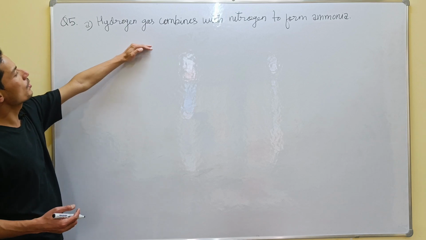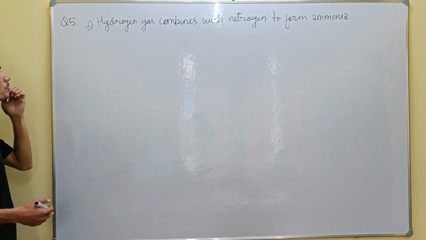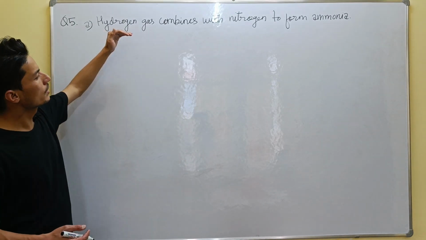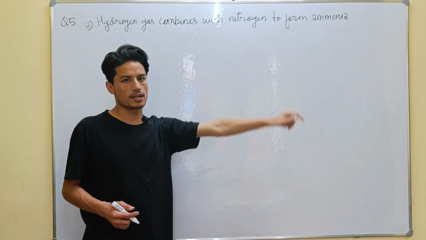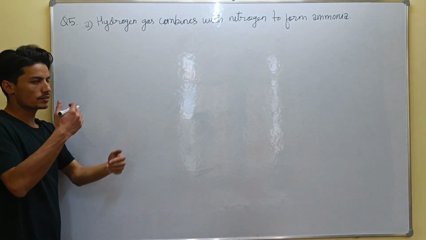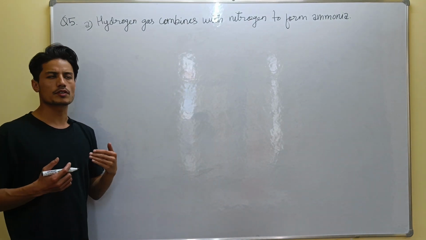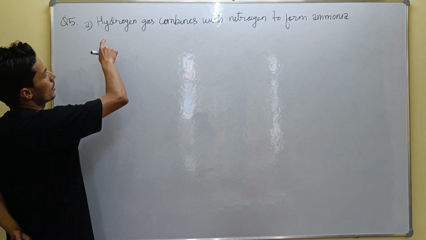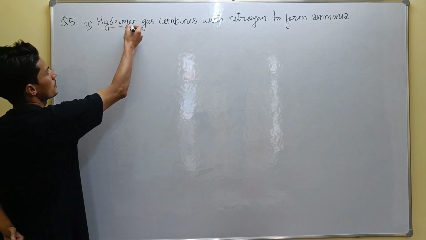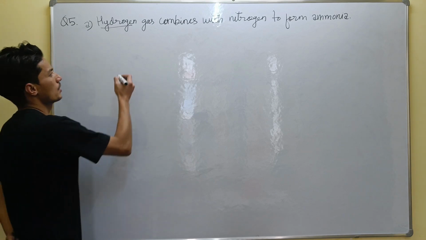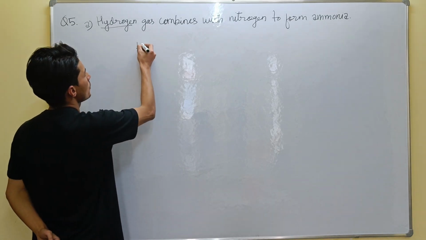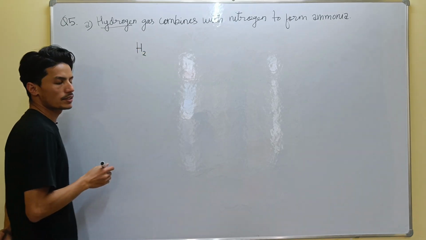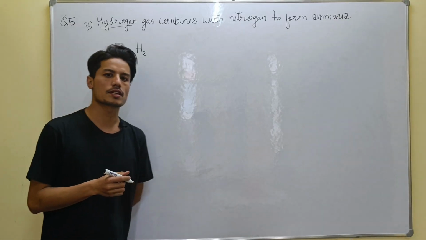The first thing is to identify the keywords here. The keywords here are hydrogen, nitrogen, and ammonia. If you are familiar with word problems in mathematics, it will be very easy for you. So let us start. Hydrogen is an element. Hydrogen is written as H2. Remember that hydrogen is written as H2.